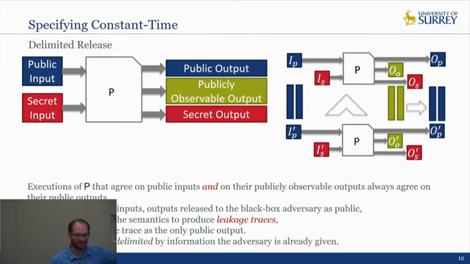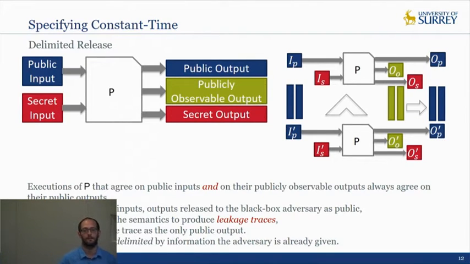And instrument the semantics to produce leakage traces in the same way as we did before. Mark the leakage trace as the only public output, so this time the blue kind of output. And run the verification tool, and voila, you get a verification tool that gives you security in this model where you allow some leakage that would be delimited by the information the adversary is given in the black box model.